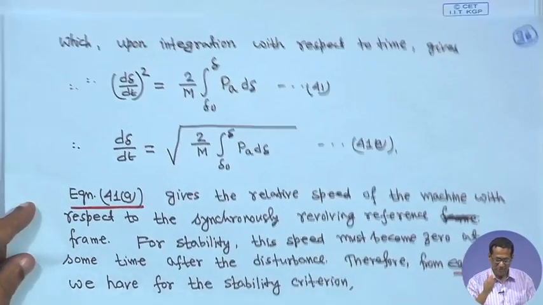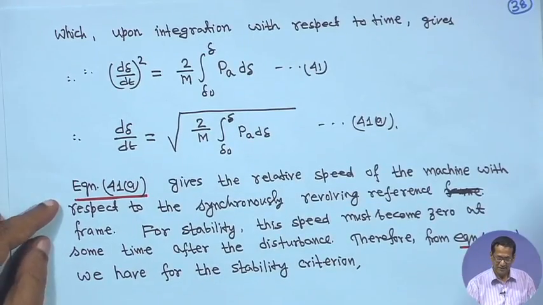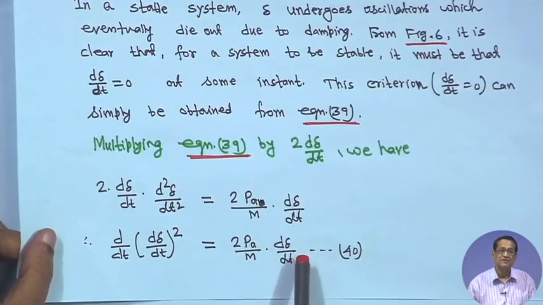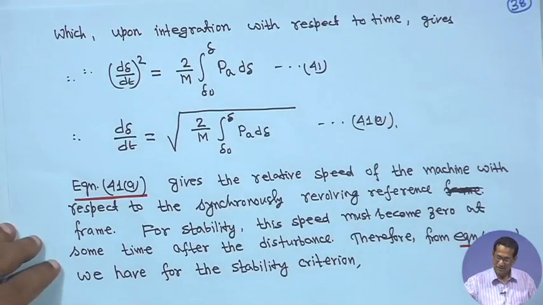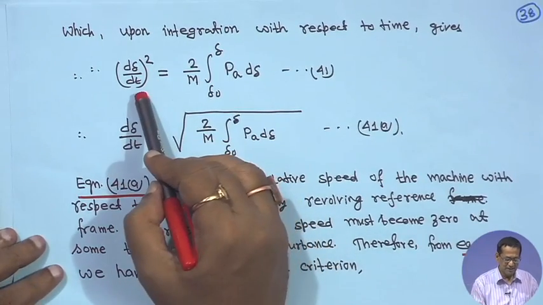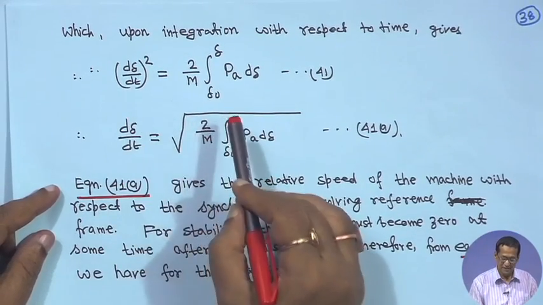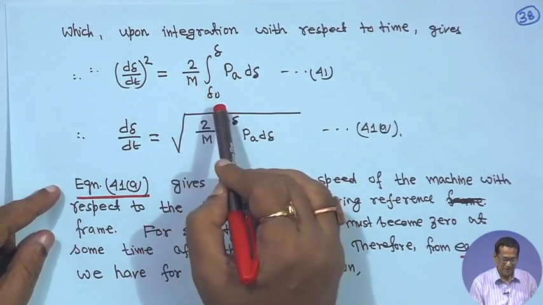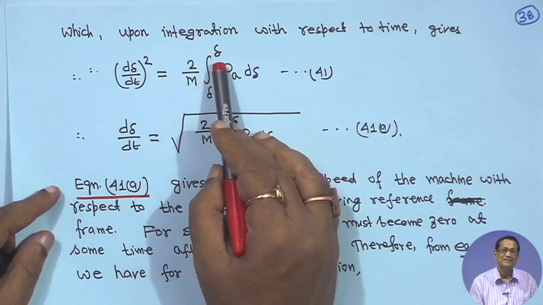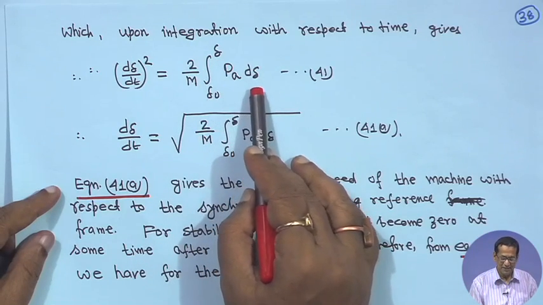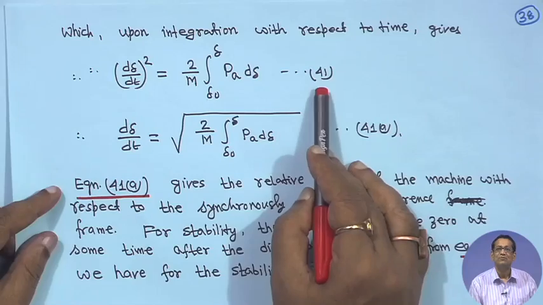Which upon integration, if you integrate this equation 40, then it will be d delta by dt whole square is equal to 2 by M, integral from delta 0 to some angle delta, of P a into d delta. This is equation 41.